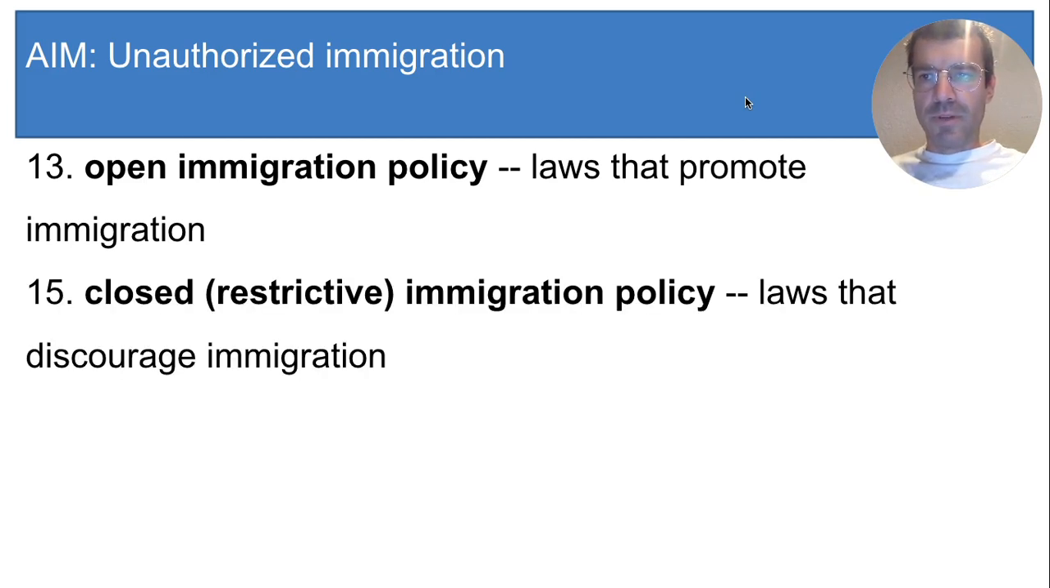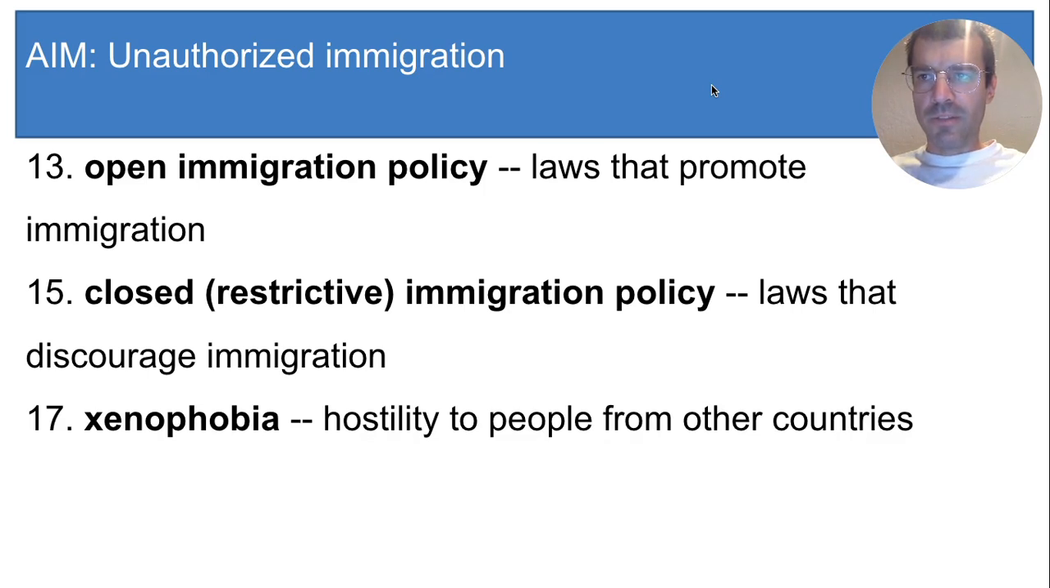The opposite of an open immigration policy is called a closed or restrictive immigration policy, and these are laws that discourage immigration. The Immigration Act of 1924 is an example of a closed immigration policy because it led to reduced immigration to the U.S. Note that immigration policy lies on a spectrum. A country or a law is rarely completely open or completely closed. Instead, they're somewhere along the spectrum, with some countries having laws that are more or less restrictive than others.